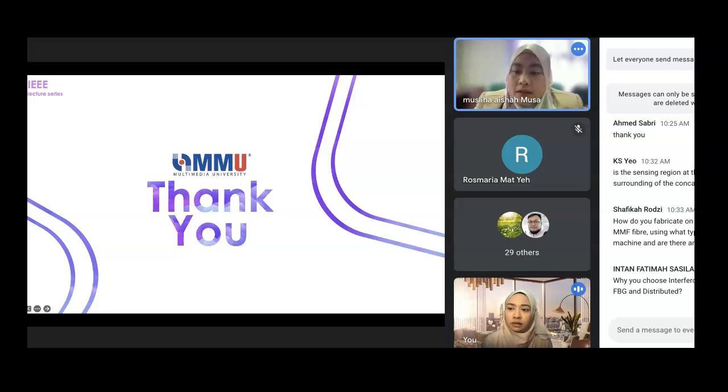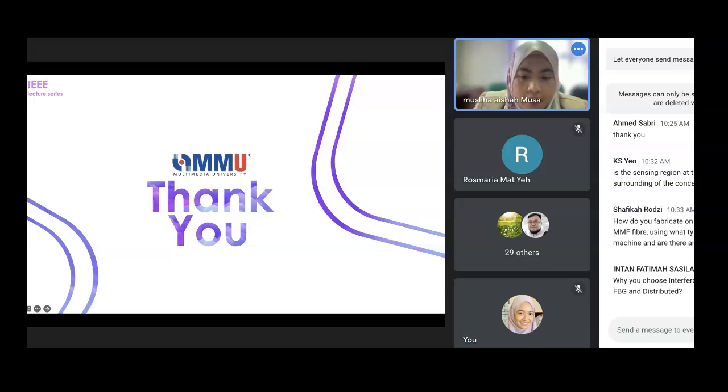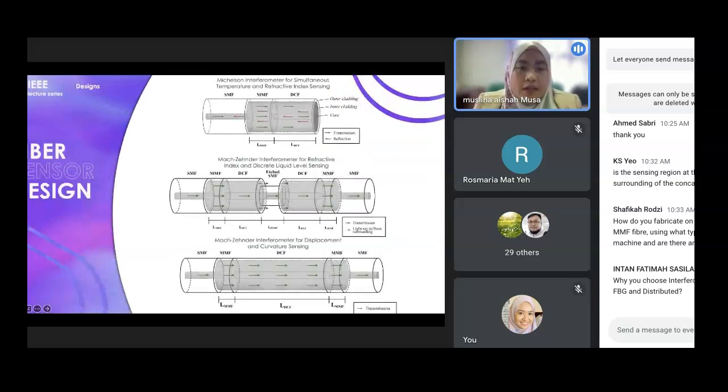Is there a diagram that you can show us where the light propagates? So how do you ensure that the light goes back into the core? Is there a special setup for that? No, it's not a special setup. Okay, it's like this one.